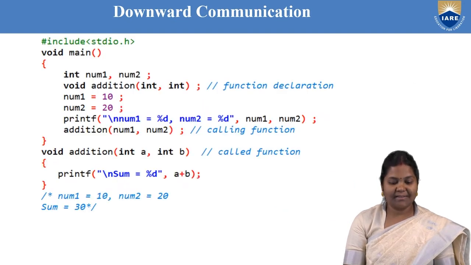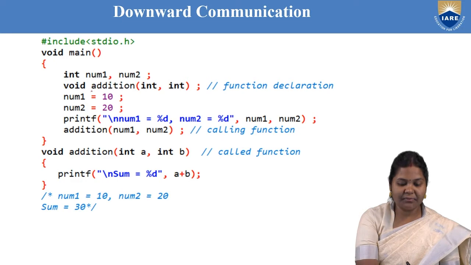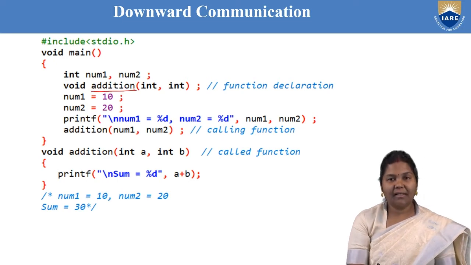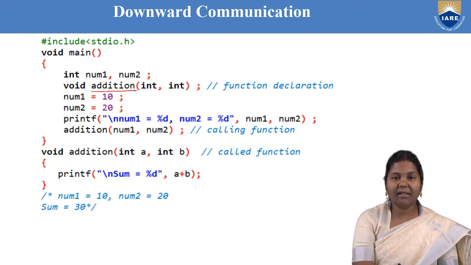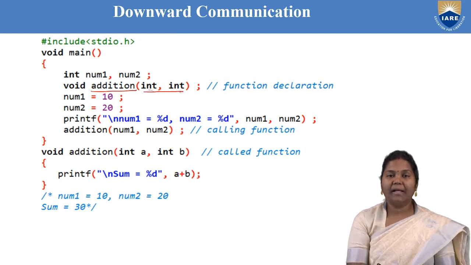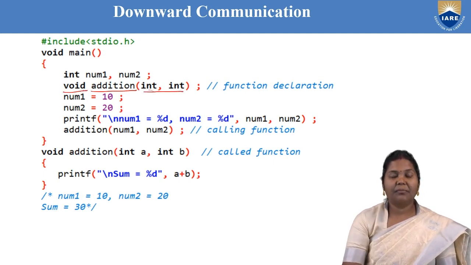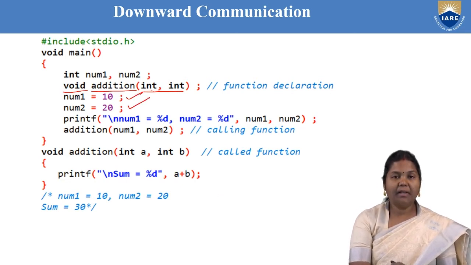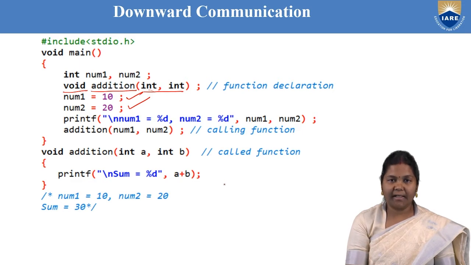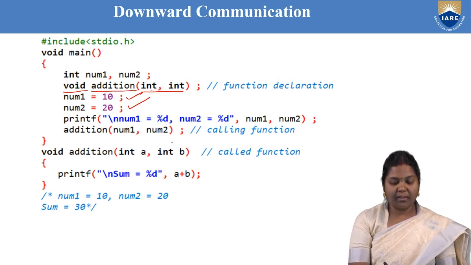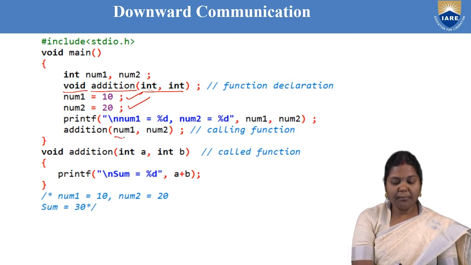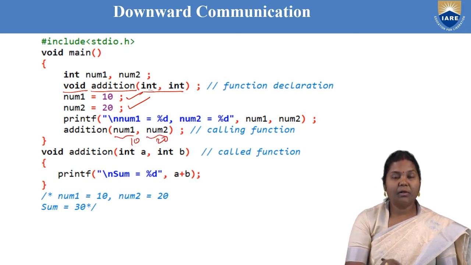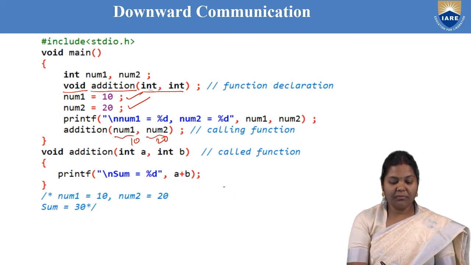Now let us see one example. For example, we want to do addition of two numbers using a function. For that, we have written one addition function. This is called the function declaration or prototype. It takes two arguments, both of integer type, but returns nothing to the caller. Here we have num1 and num2, initially 10 and 20, and then we are calling the function, passing the values 10 and 20. So the function will be called.